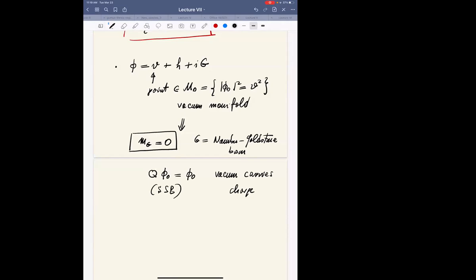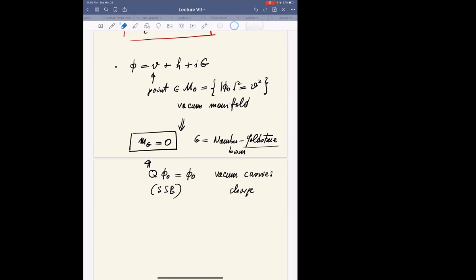And every time the vacuum carries charge, there is a consequence: an equipotential surface, a manifold, a circle. Moving along that circle costs you no energy, and the mass of the Goldstone boson tells you that's precisely what is going on. It is often called Goldstone.